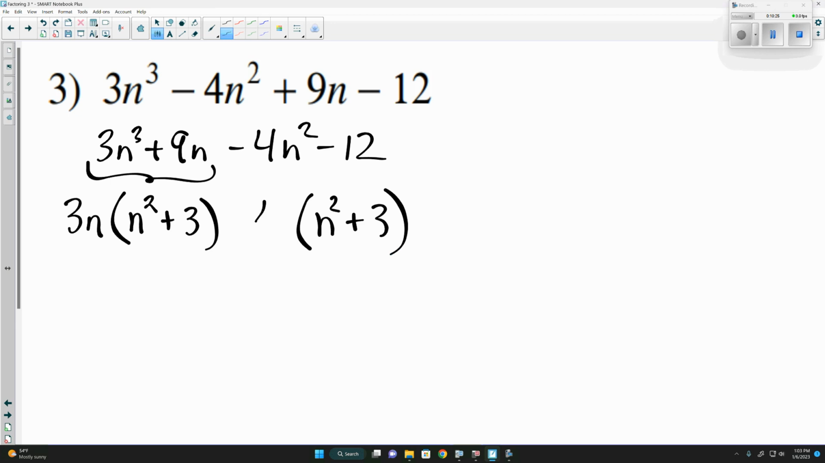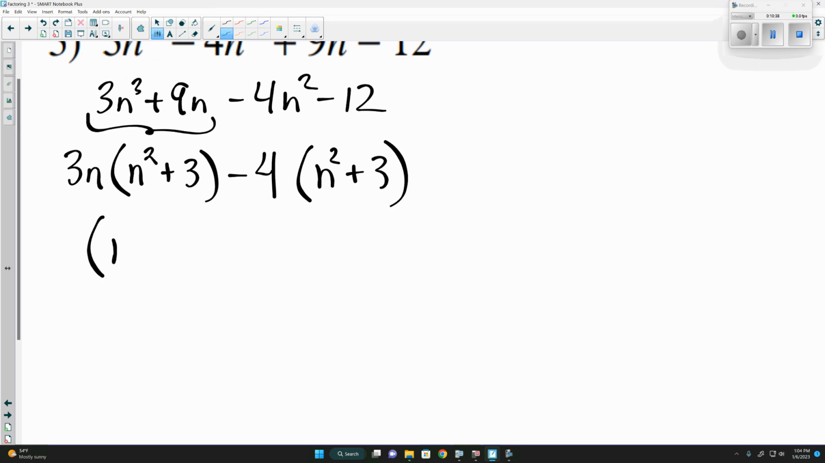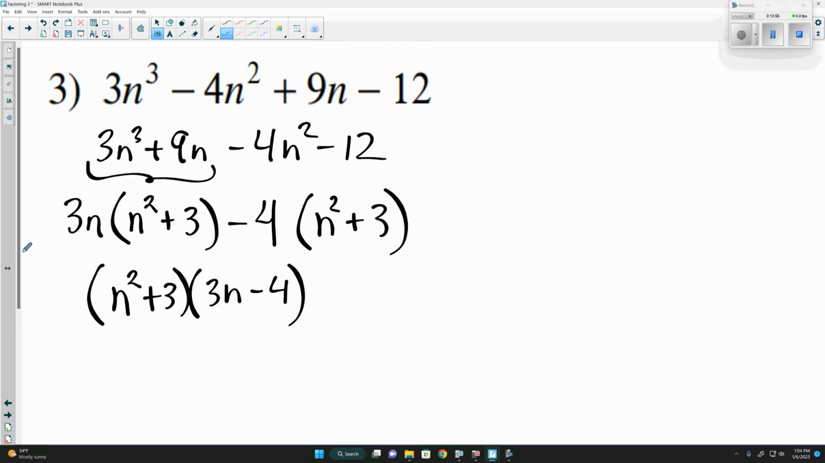So we need to factor out a -4 from both. -4 from -4n squared gives us n squared. -4 from -12 will give us plus 3. And if we factor out the n squared plus 3, we're left with 3n minus 4. Same place. It's just different ways that we can get to it. So just depending on how you pick it, it's going to depend on how you get there.